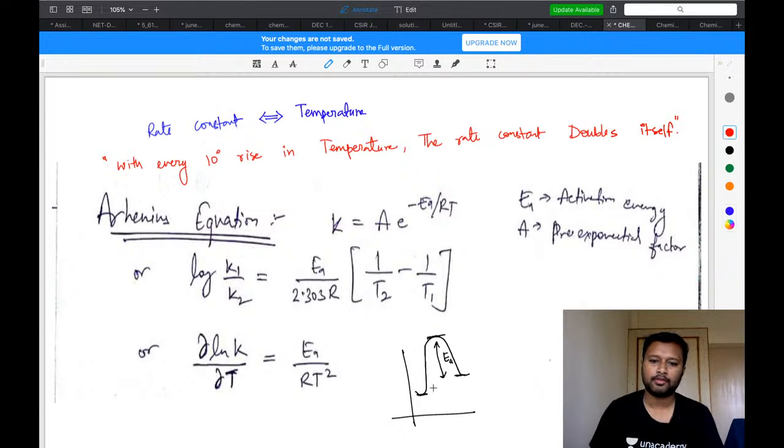So this is the reactant and this is the product, and this is your activated complex or transition state. We'll talk about it later in the transition state theory.